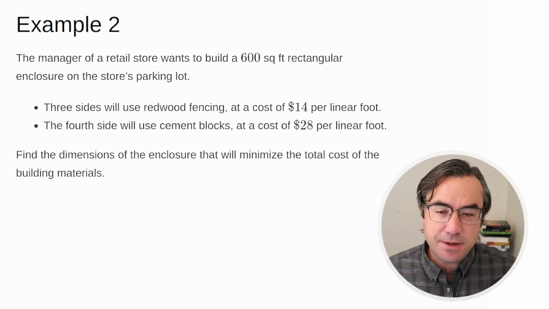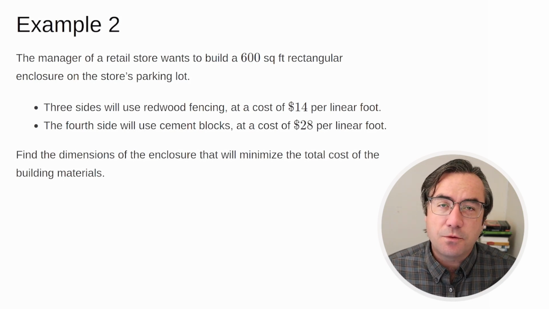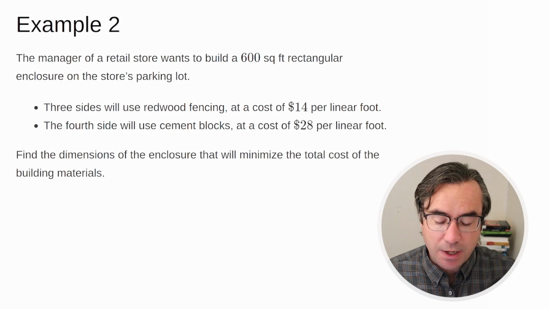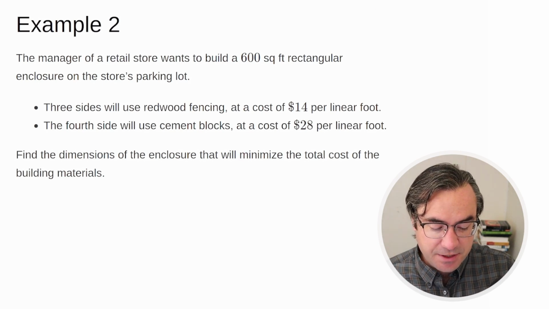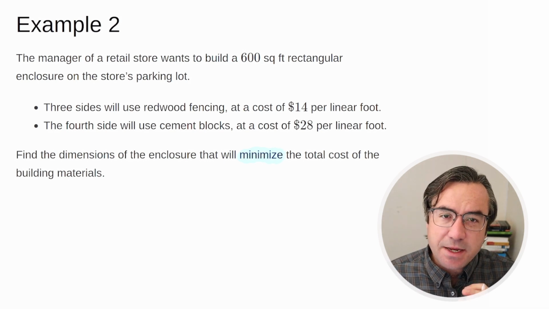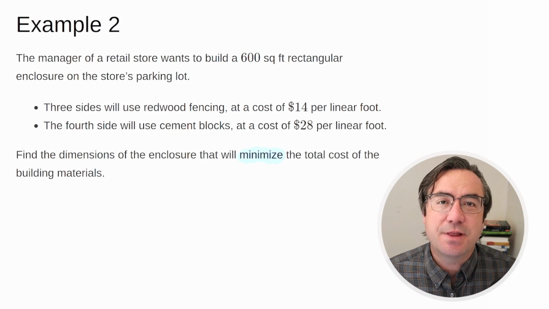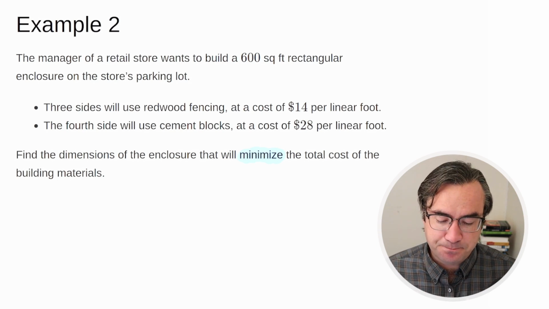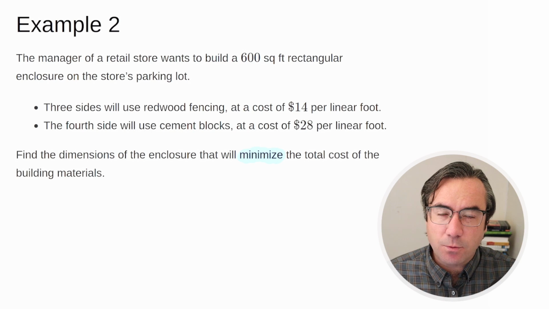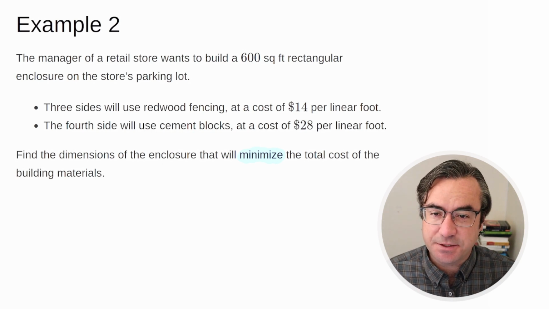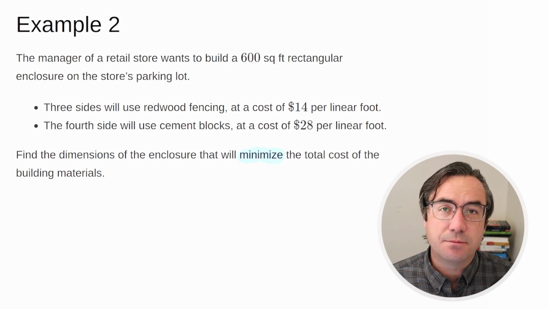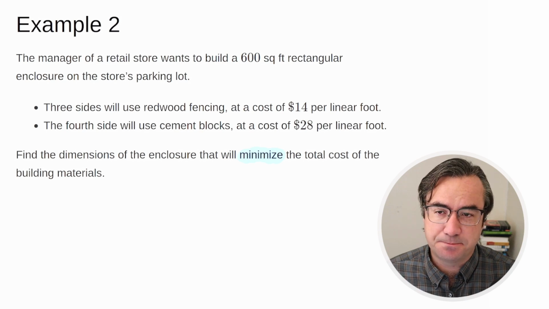So, as we read through this, the one key word that tips us off that we're dealing with an optimization problem is this phrase minimize. So that's immediately an indication that we're trying to optimize something. Well, let's think about what we are trying to optimize in this case? Well, we want to minimize the total cost of essentially building all these fences.